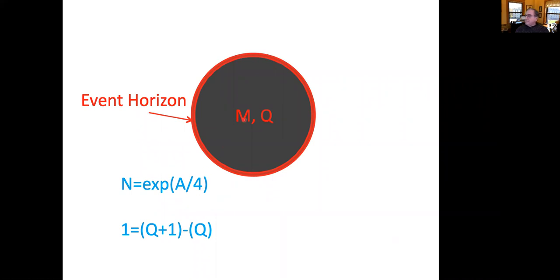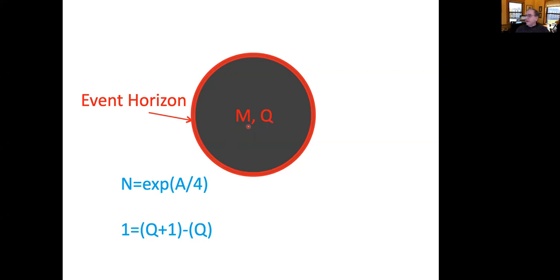Now, since for every m bigger than or equal to q, there is such a black hole, that means there are states, namely this black hole itself, of charge q as long as q is sufficiently big.